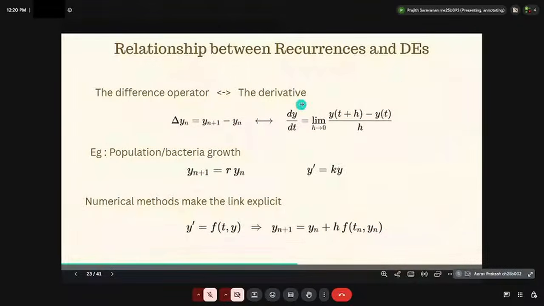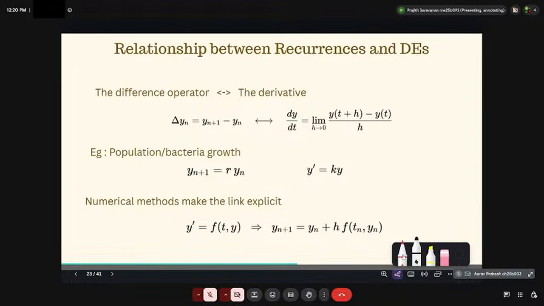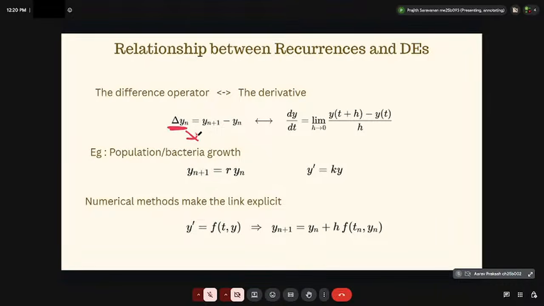Okay, lastly, we are having a relationship between recurrences and differential equations. Recurrence will be covered by Anirudh in the next slide. A difference operator and derivative are closely related. Difference is where you're having the change between the next term and the previous term. As the limit of the change approaches zero, that is how we get a derivative, delta y over delta t becoming dy/dt. This is the formal definition of derivative.